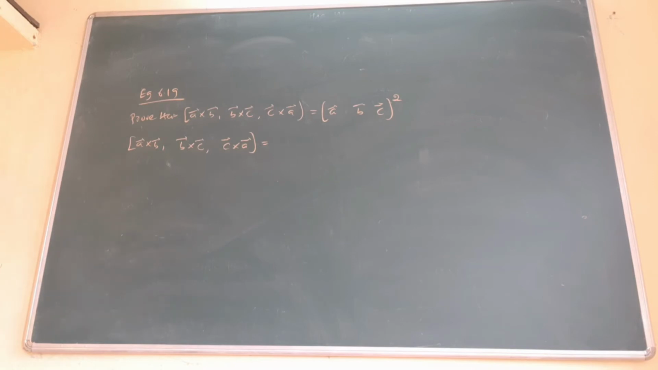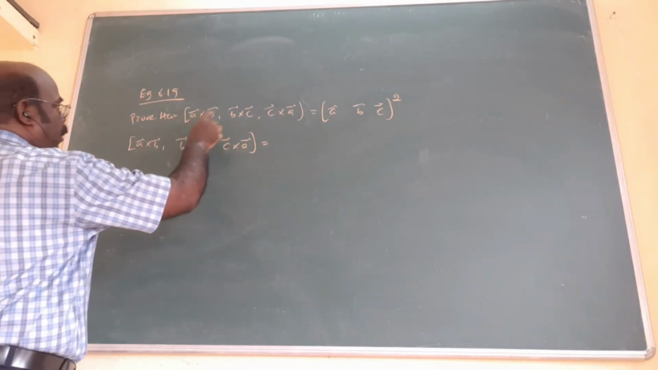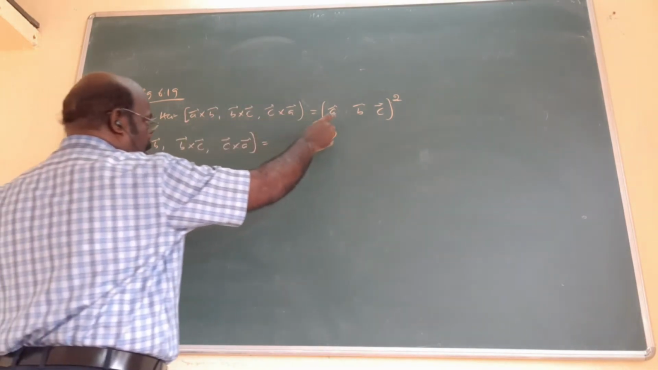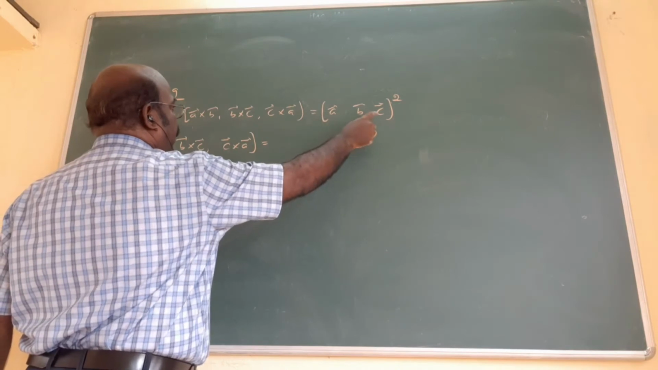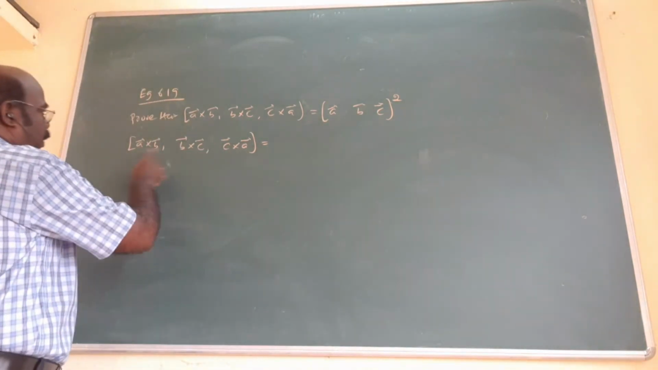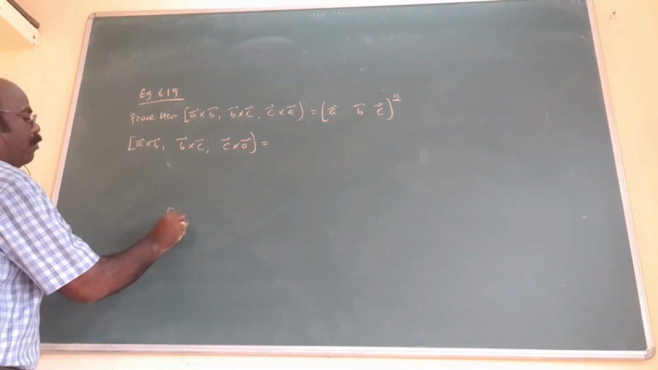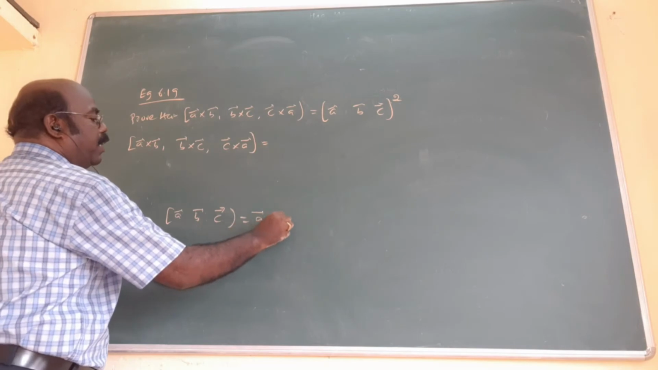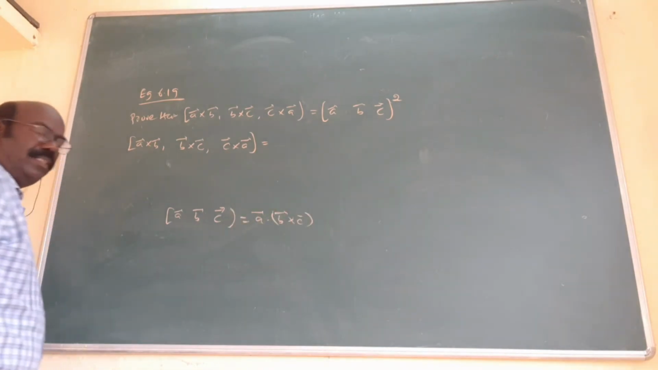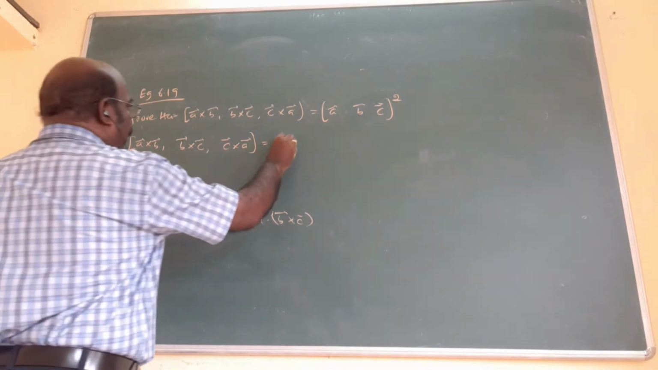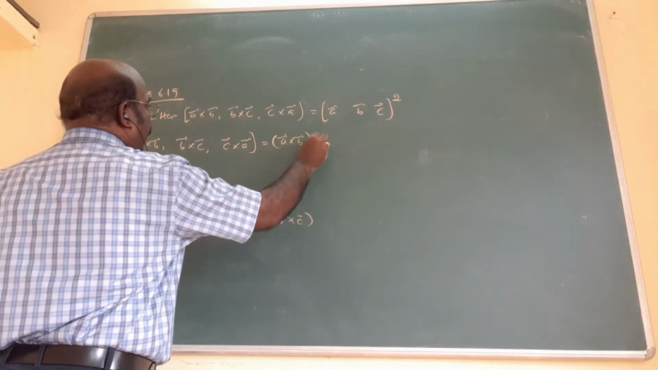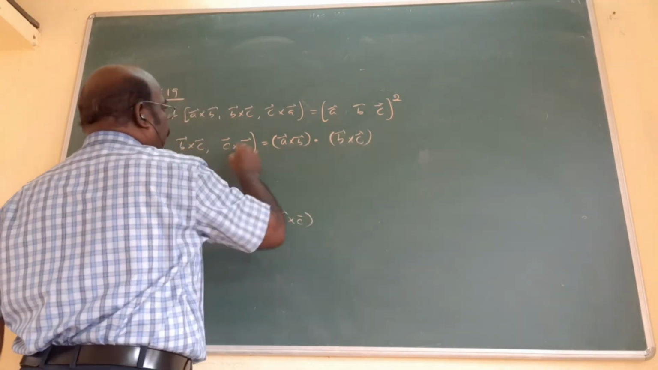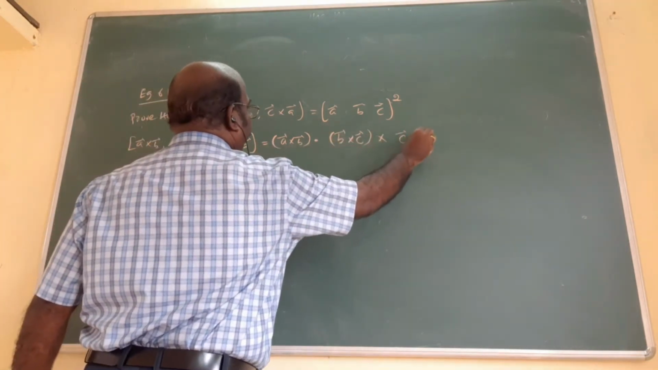Now example 6.19, prove that the box product [A cross B, B cross C, C cross A] equals the box product [A, B, C] whole square. Now start with the LHS. Now you know the formula. Box product of A, B, C: what's the formula? A dot B cross C. That's the formula. Similarly here also, the first vector dot, and the second and third should be a cross product. Am I correct?